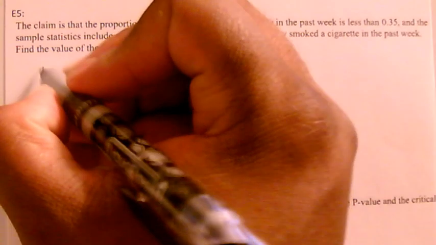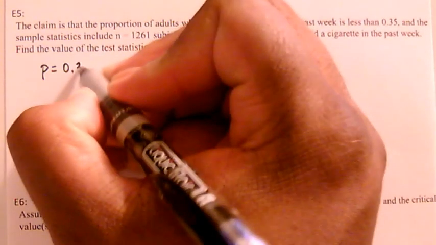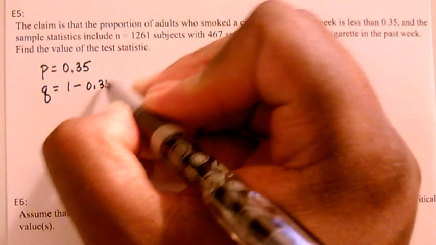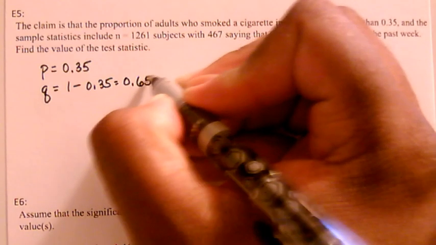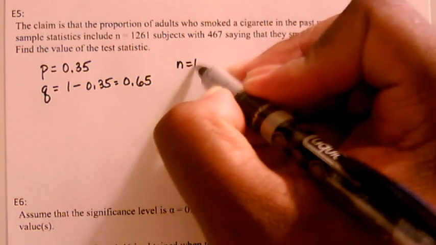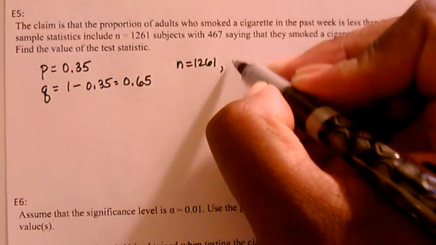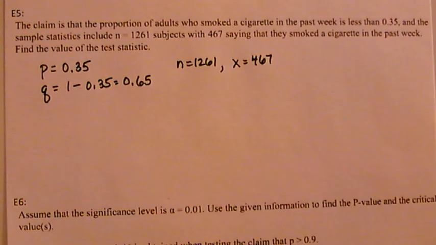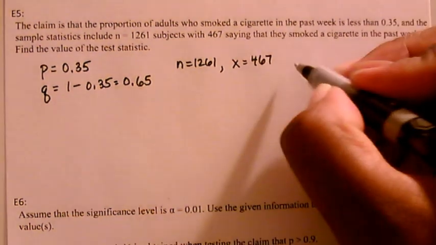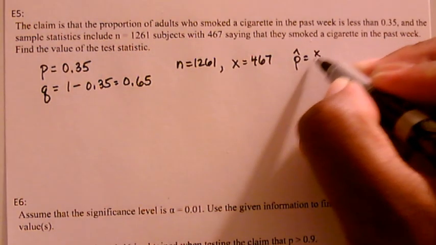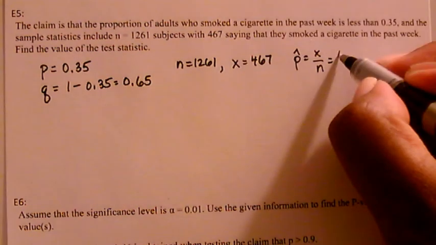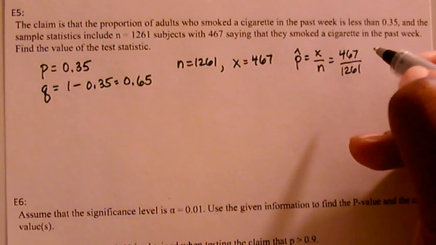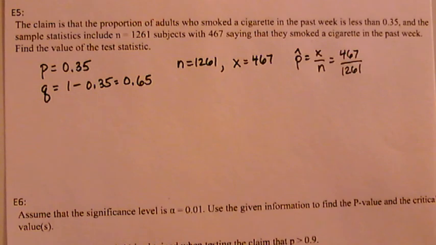Okay, so in this case here, we're letting P equal to 0.35, which means Q is equal to 1 minus 0.35, or 0.65. Now in this case, we got N is equal to 1261, and X, where 467 said that they smoked a cigarette in the past week. So P hat is equal to X over N, which is 467 over 1261. And we'll leave this as a fraction.